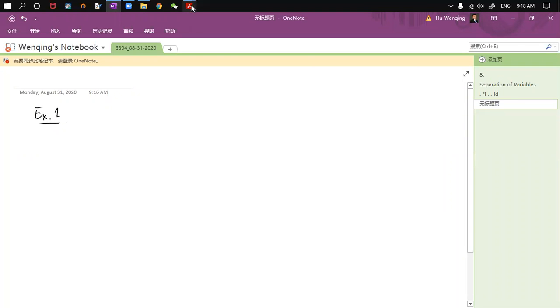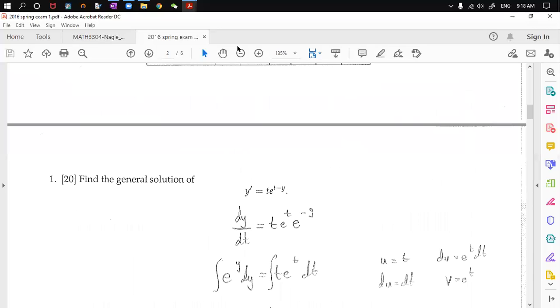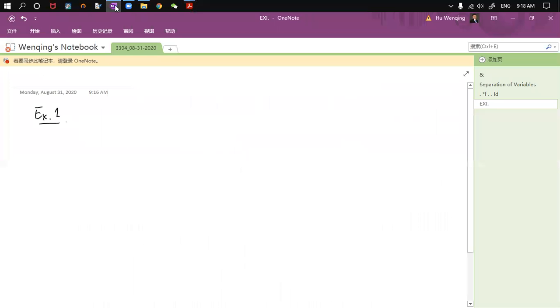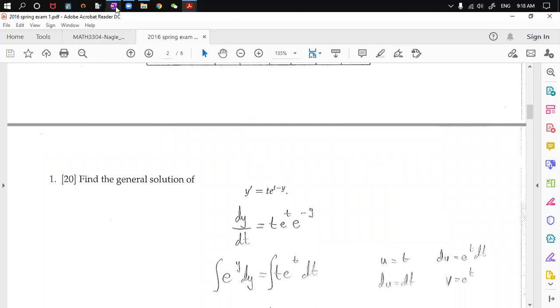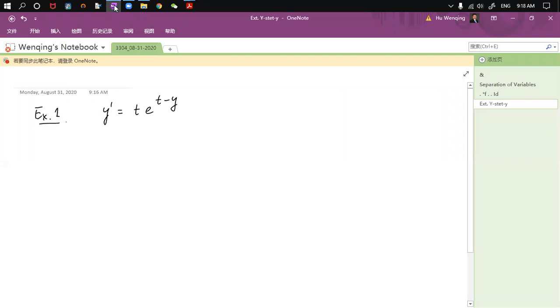The equation is y prime is t e^t minus 1, so y prime is t times e^(t minus 1). Now we want to solve this equation. What should we do? If you don't know how, you may rewrite it as dy/dt equals t times e^(t minus 1). And then you have to recognize that this equation is in a separable form.